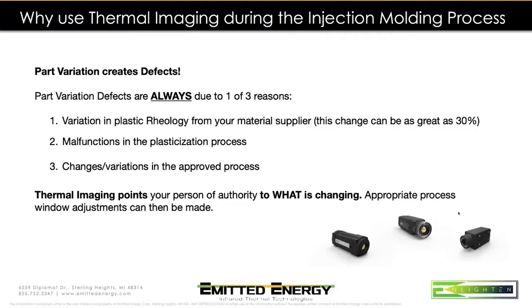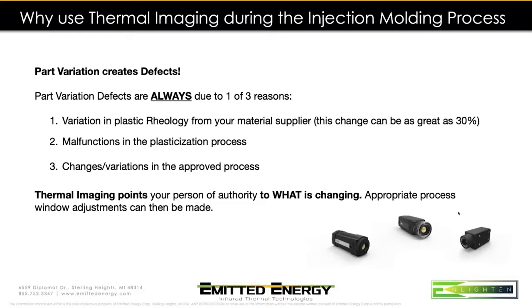So why do we have variation? And what is the image going to help us with? Well, there's only really three ways you have variation. There's three causes that are happening to you out there. The first one is variation in the plastic rheology from the material supplier.